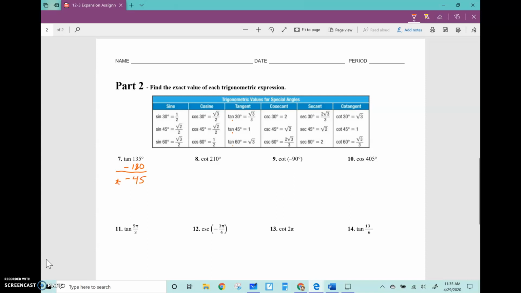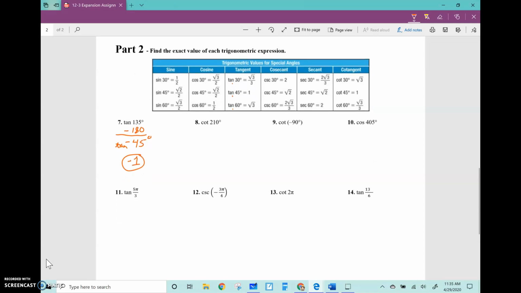And that's tangent. But I hit a number inside of that box of tangent. I hit 45, okay? So I'm going to take the value of that 45, which is 1. And also remember that it's negative. So we end up with negative 1 for the exact value.